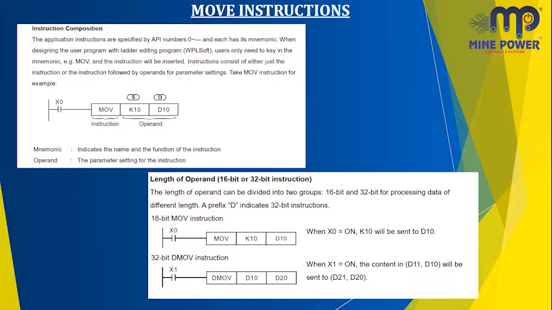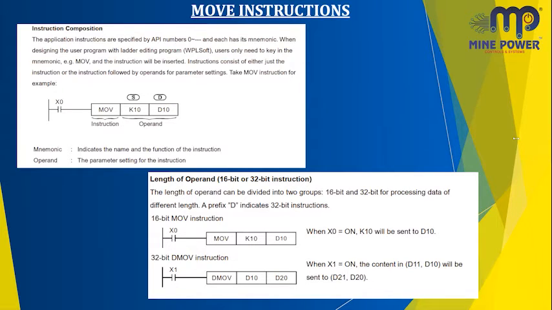When we close X0, the value K10 moves to D10. You see, when X0 is on, K10 will be sent to D10. But in 32-bit, it gives a DMOV instruction. In 16 bits, you see MOV, just MOV is the given instruction. But in 32 bits, it gives us a DMOV instruction.